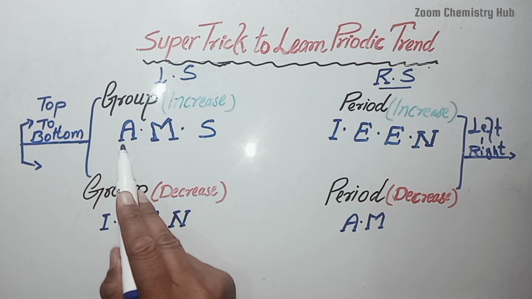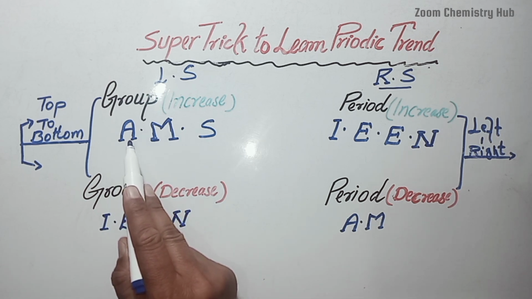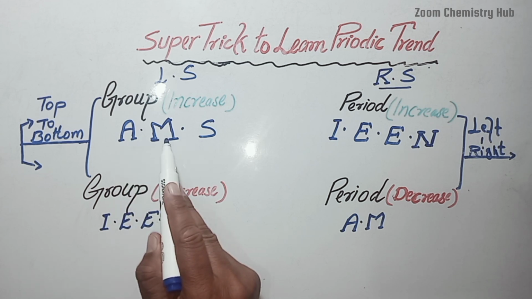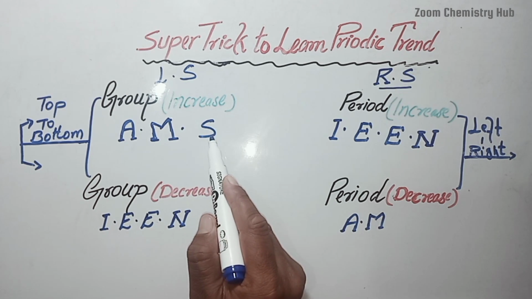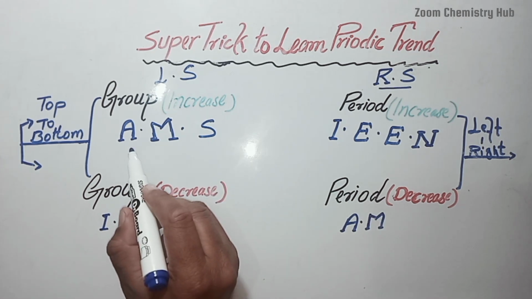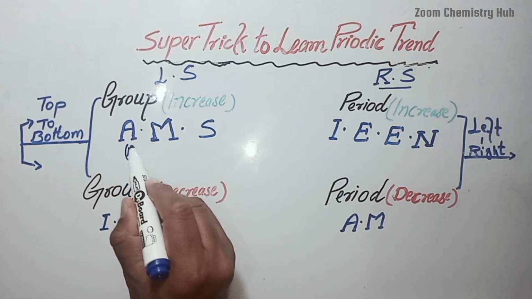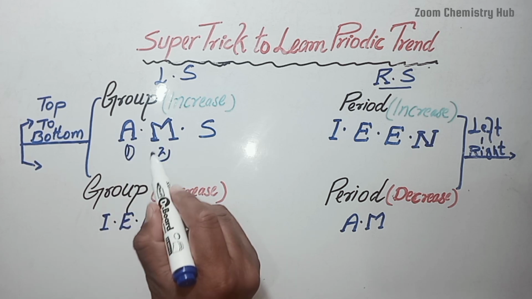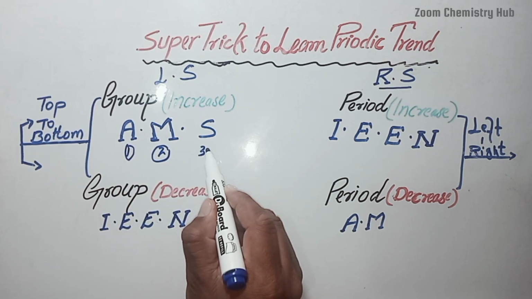Now these periodicities: A stands for atomic radius, M stands for metallic character, S stands for shielding effect, and we gave them the numbers 1, 2 and 3.